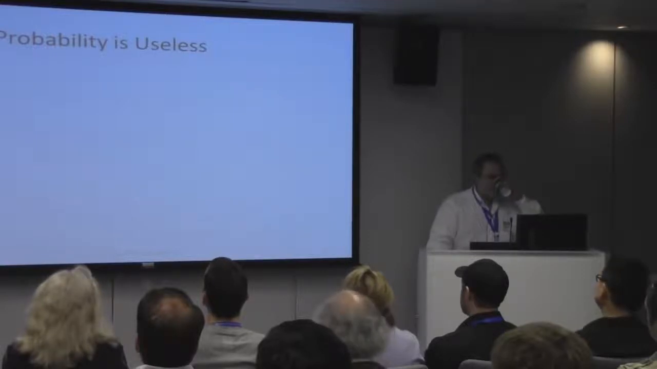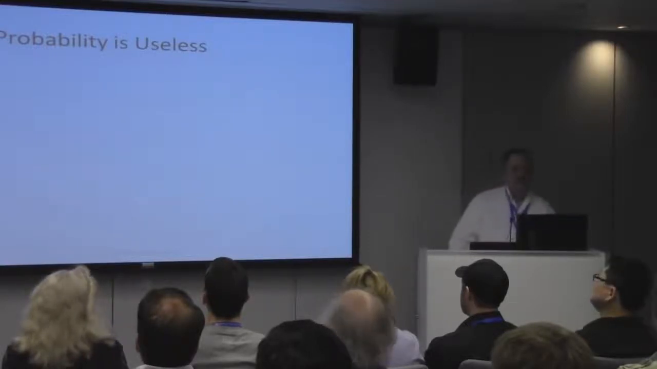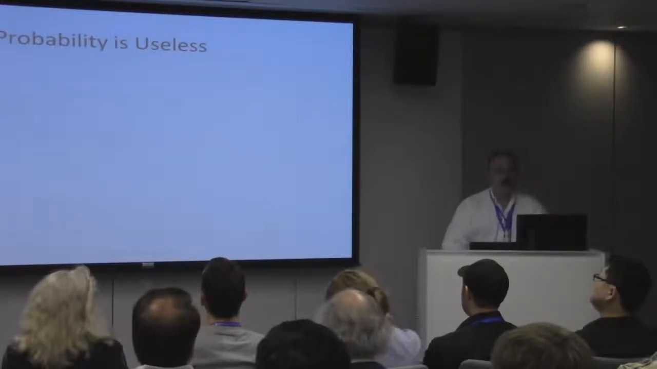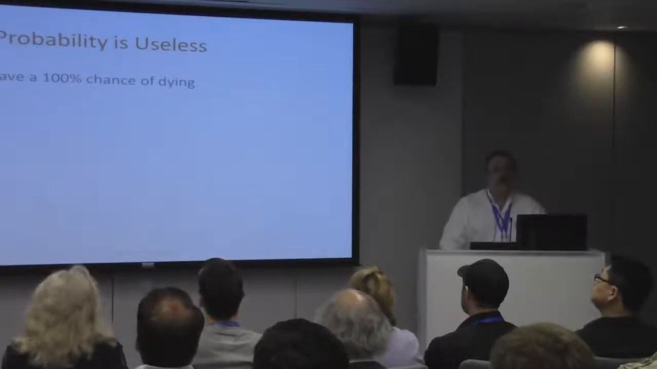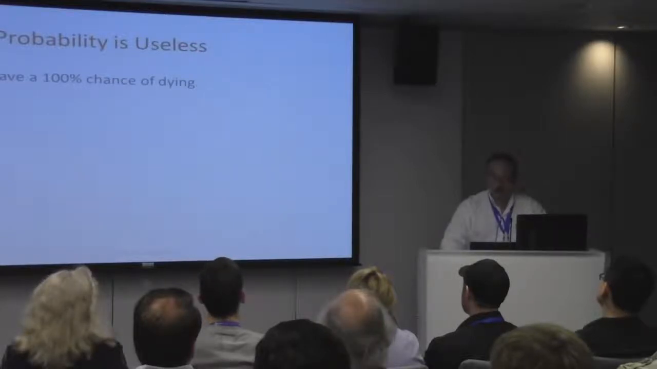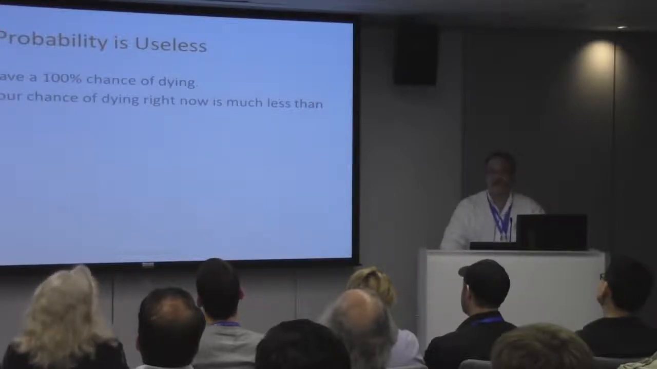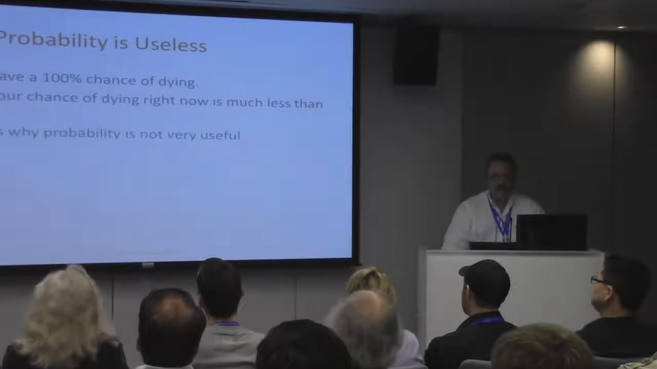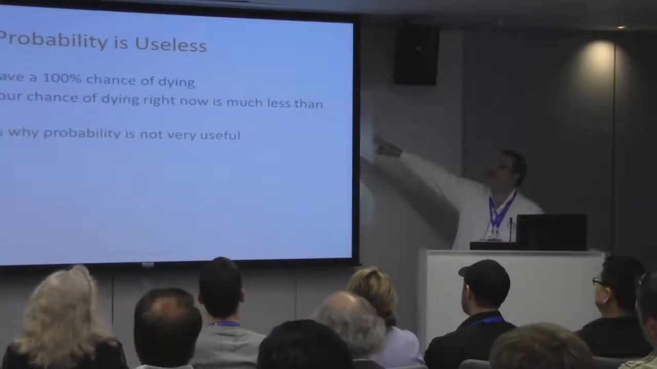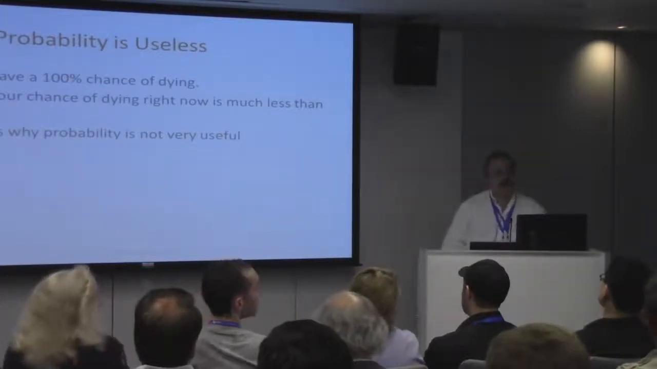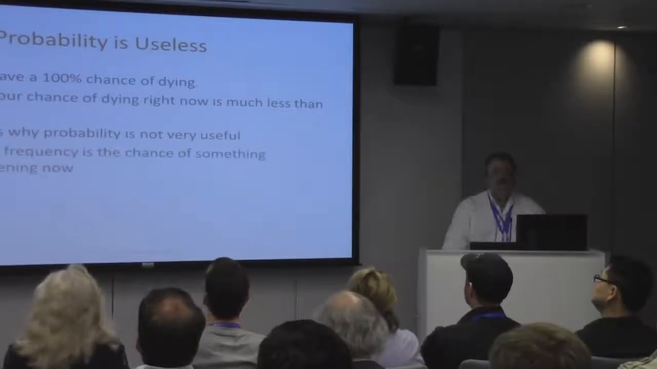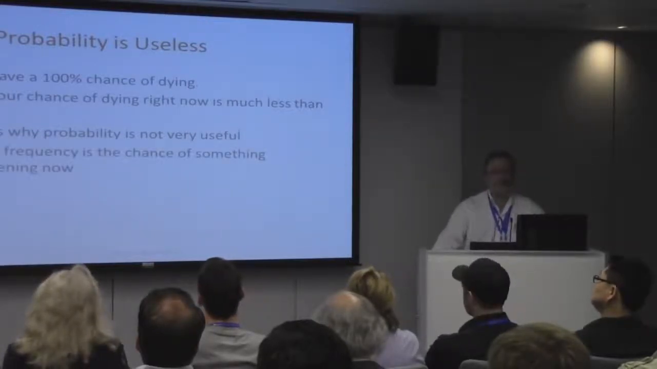Probability. I love this. Probability is the most misunderstood part of statistical analysis. Let me give you an example. Everyone in this room has a 100% probability of dying. Yes, I'm known as a killjoy at parties. Your chance of dying right now, however, is significantly less than 1%. That's an event frequency. This is why probability is not terribly useful. What you want to care about is what is the chance of dying right now, not the chance of dying, which is 100%. So event frequency is the chance of something happening right now, and that's what you want to take a look at.